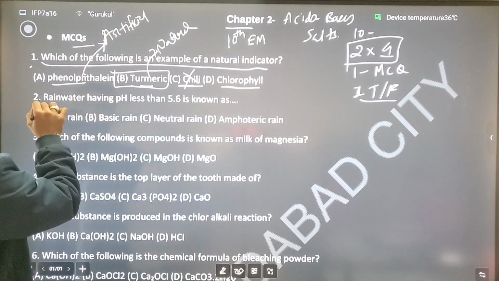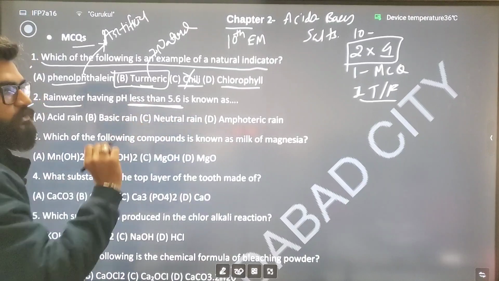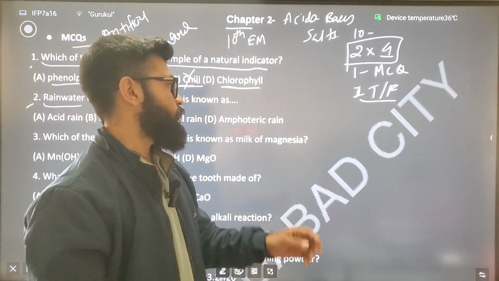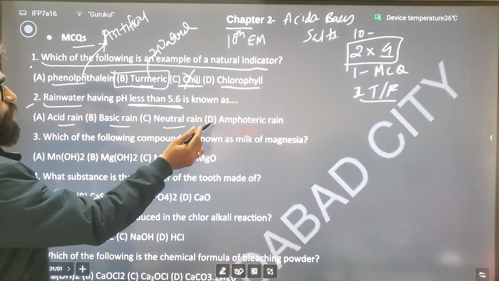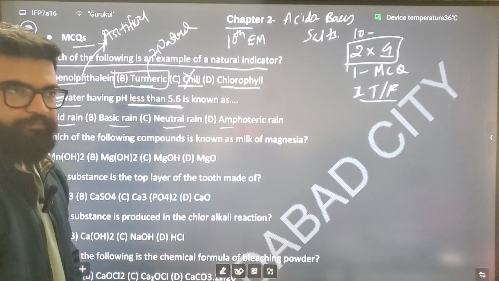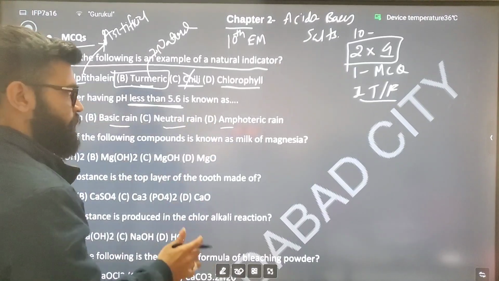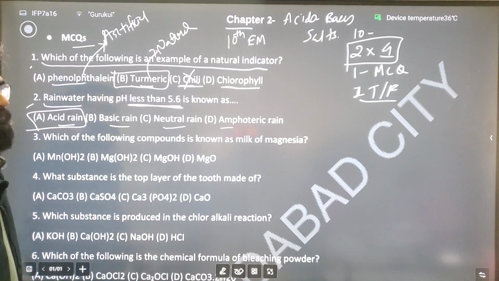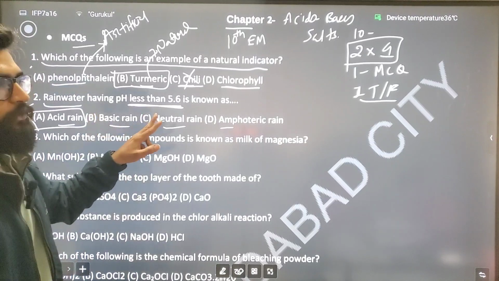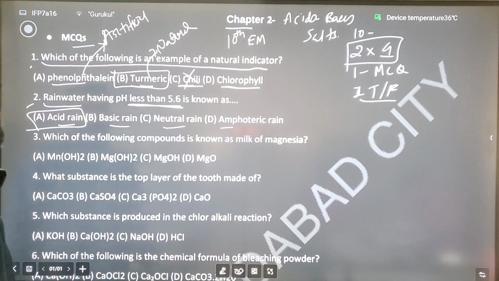Next, second: rainwater having pH less than 5.6 is known as acid rain, basic rain, neutral rain or amphoteric rain. You should know that whenever the pH value is less than 7, it is acidic. So the answer is acid rain. There is no content like basic rain, neutral rain or amphoteric rain in our syllabus. So definitely the answer is acidic rain.